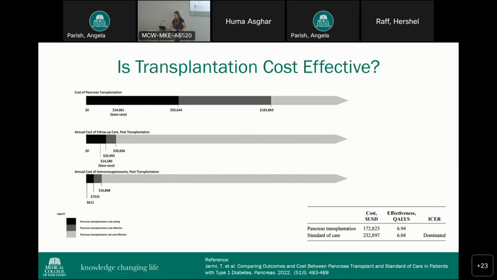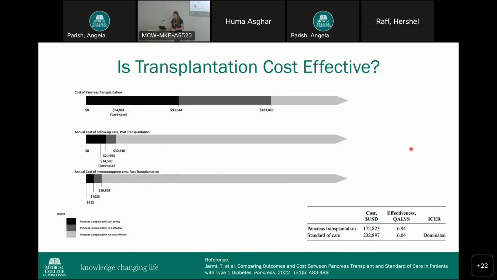So the three categories we kind of looked at, the top one is the overall cost of a transplant. If the entire cost is less than about $93,000, it was cost saving. If it was less than $184,000, it was cost effective. At any point that the cost of the patient's transplant exceeded this, it was less cost effective than standard care.